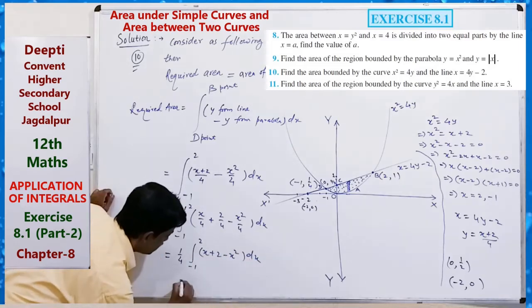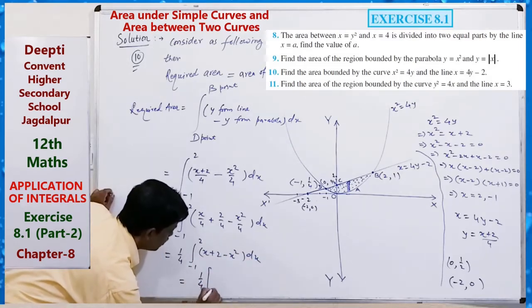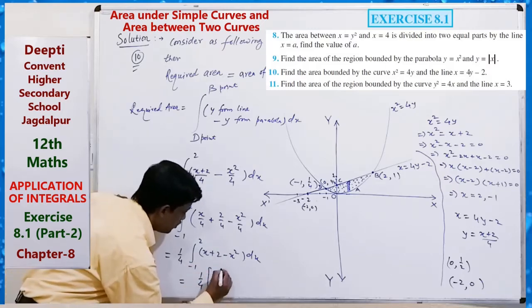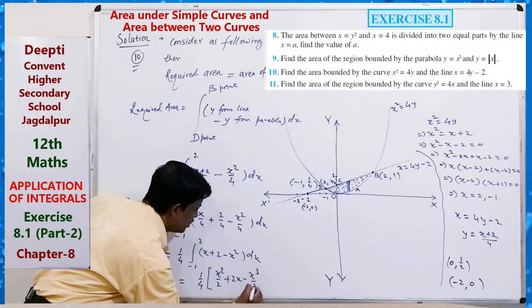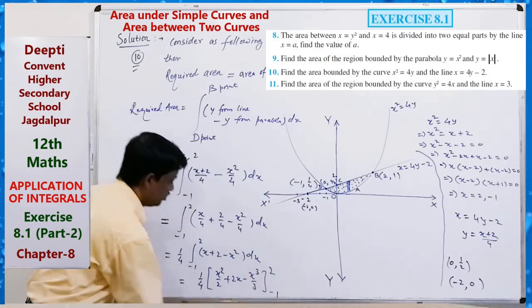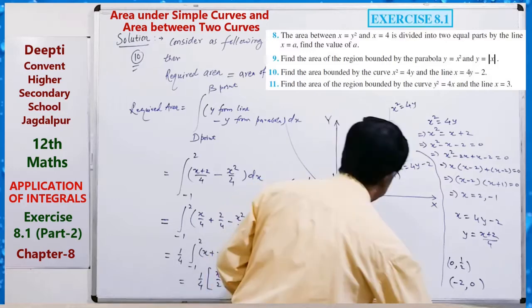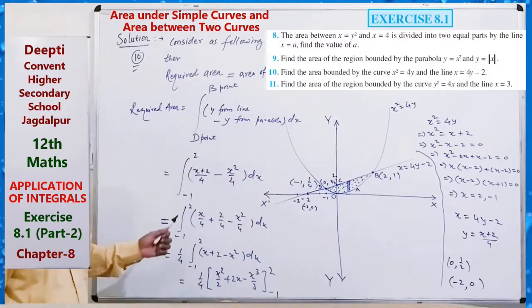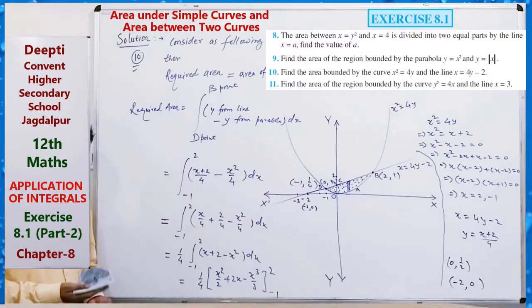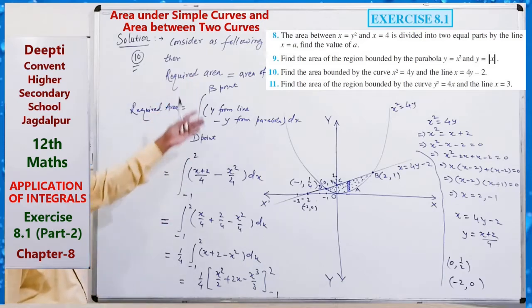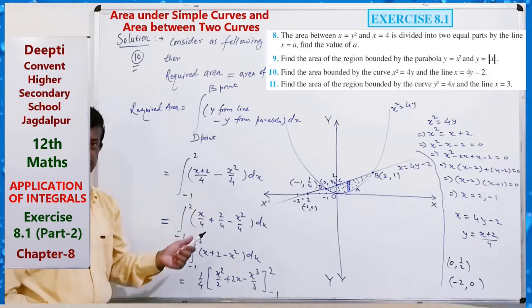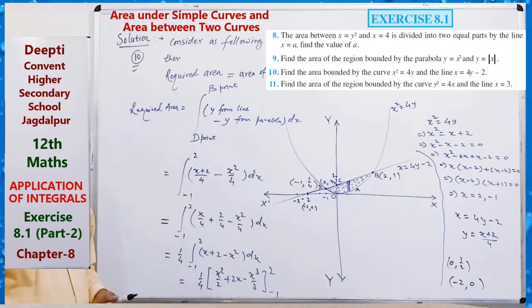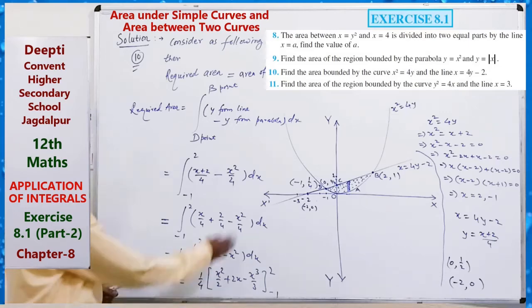That is equals to 1 by 4 times the integration of x square by 2 plus 2x minus x cube by 3, with limits from minus 1 to 2. We have to put the limits now. Just set the formula, put the values and find the value of the definite integral.